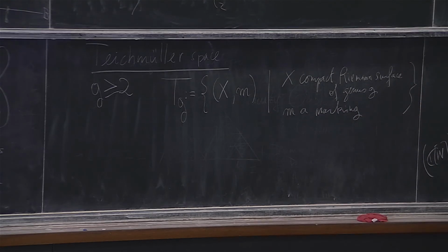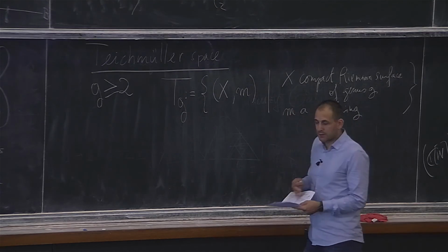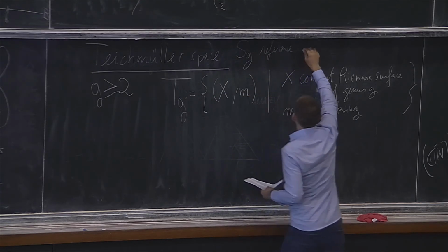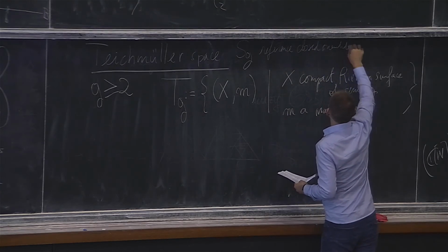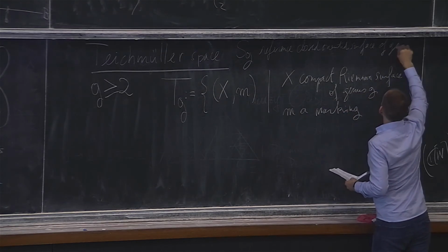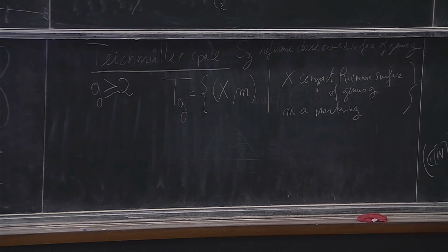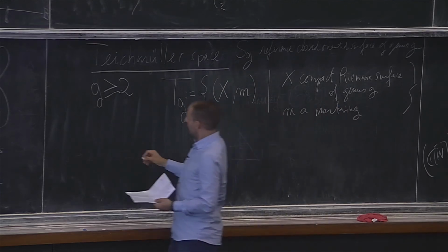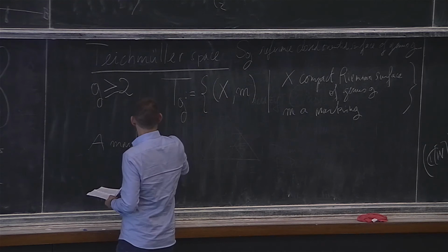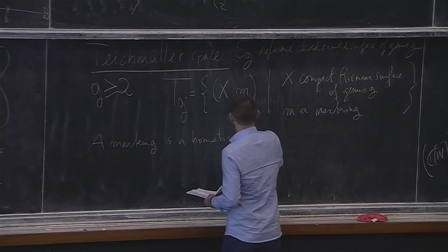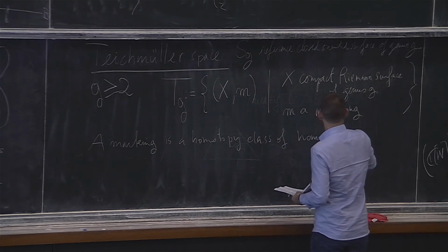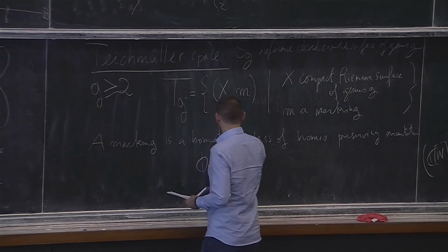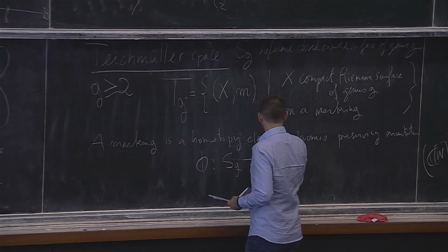To say what a marking is, I first have to introduce what I will call the reference surface, which I am going to denote by S_G: a closed, oriented surface of genus G. And a marking is a homotopy class of orientation-preserving homeomorphisms, which I will generally denote by phi, from S_G to X.